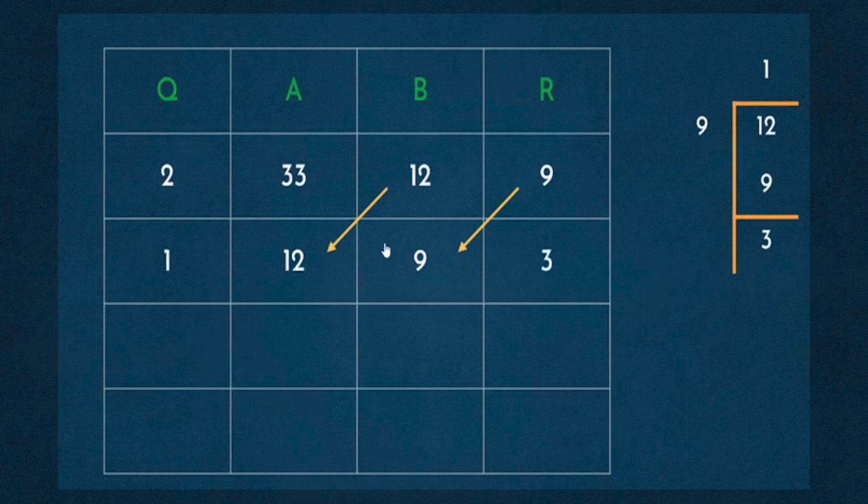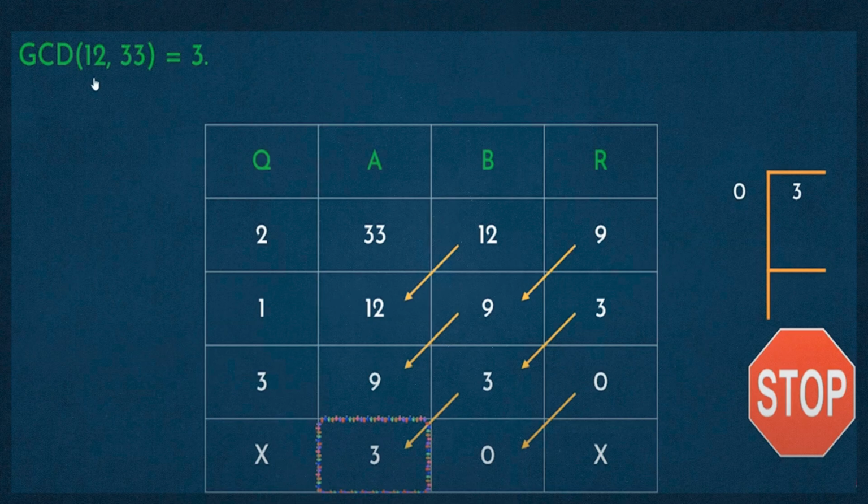Again we will do the same thing: we divide 12 by 9 and get the quotient and remainder respectively, and in the same way, again the value of b is assigned to a and the value of the remainder is assigned to b. Again we divide 9 by 3 and get the quotient 3 and remainder 0. If we assign the value of b to a and the remainder is 0, we have to stop: when b becomes 0, the iteration will stop.